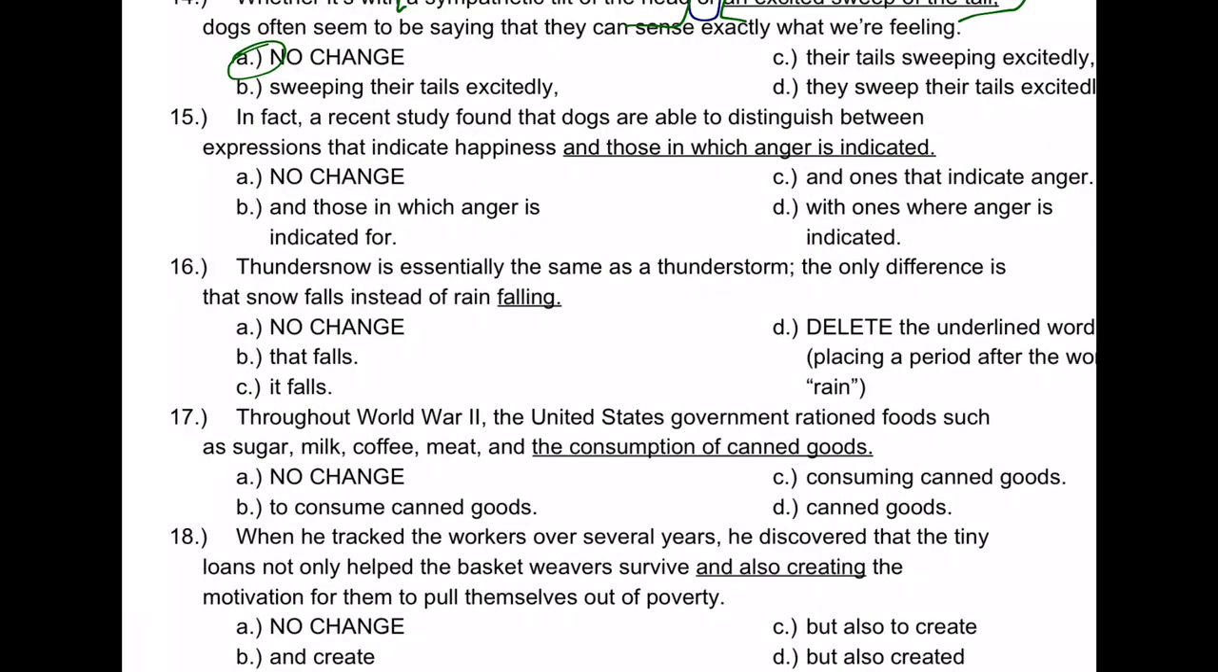For 15, in fact, a recent study found that dogs are able to distinguish between expressions that indicate happiness and those in which anger is indicated. So we see able to distinguish between, and then we have the phrase expressions that indicate happiness. We have the conjunction and, with is no good. That rules out D. Ones that indicate anger, that indicate happiness, that indicate anger, that same structure, and ones and expressions match each other as well. That's why C is our best choice.